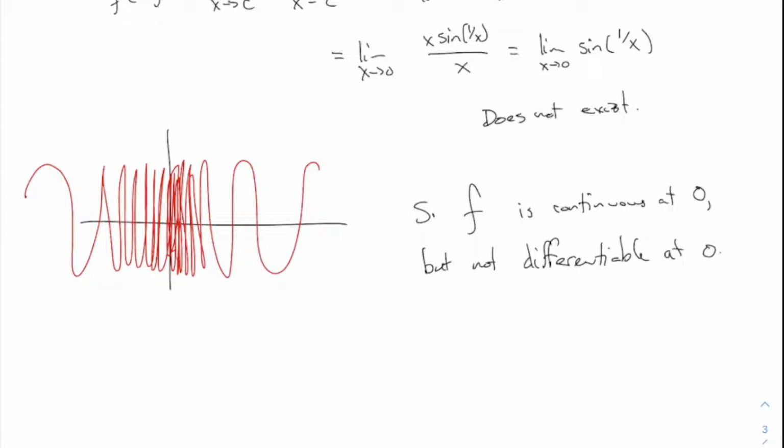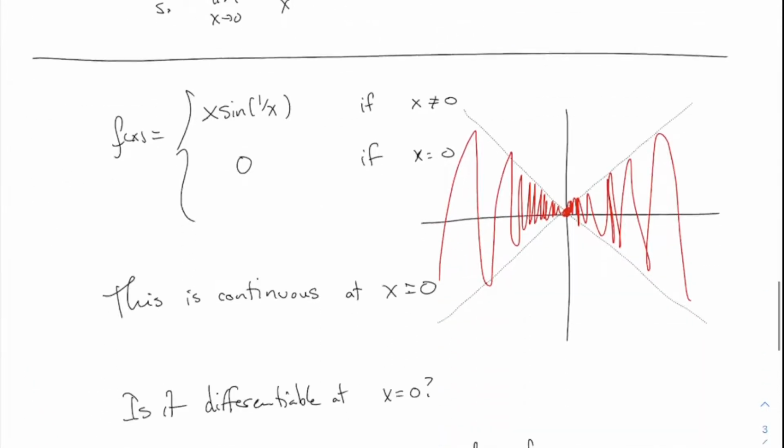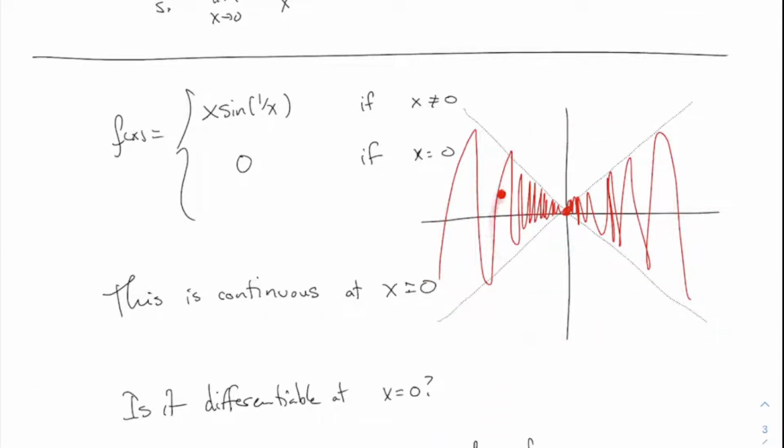Much like the absolute value function, only this one is more interesting looking, I guess. It's weirder. F is continuous at 0, but not differentiable at 0. I don't mean this function here. This is not f. This is that. F is this one, right? Continuous at 0, but not differentiable.